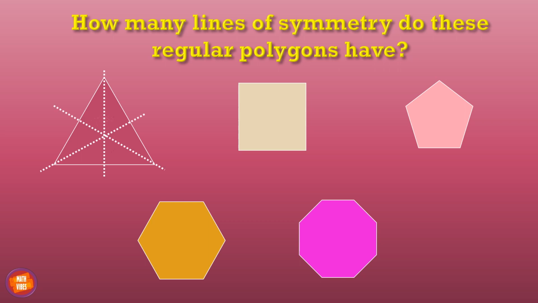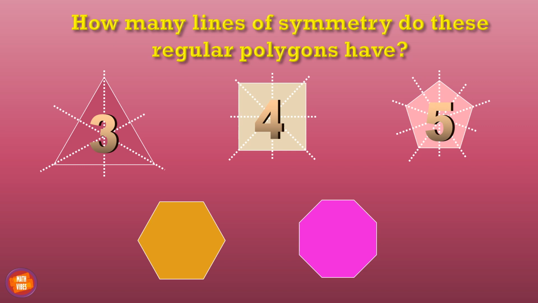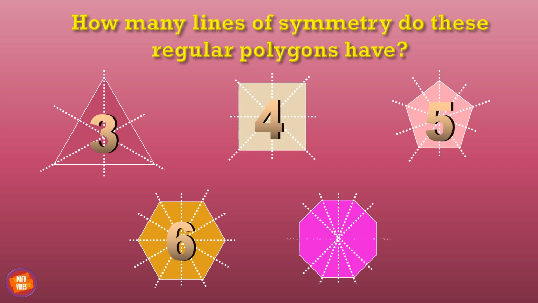Triangle will have 3 lines of symmetry. Square will have 4 lines of symmetry. Pentagon will have 5 lines of symmetry. Hexagon will have 6 lines of symmetry. And yes, this octagon will have 8 lines of symmetry. So do you observe any similarity in this?